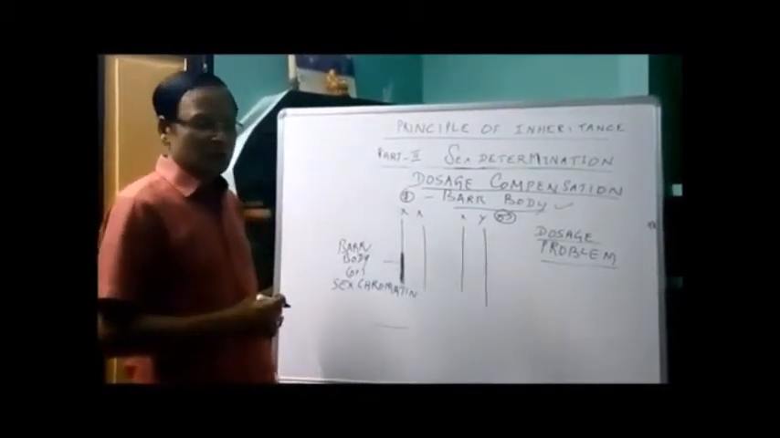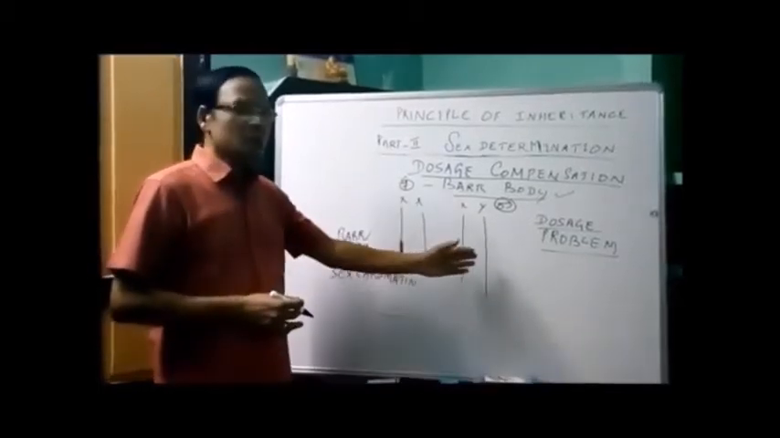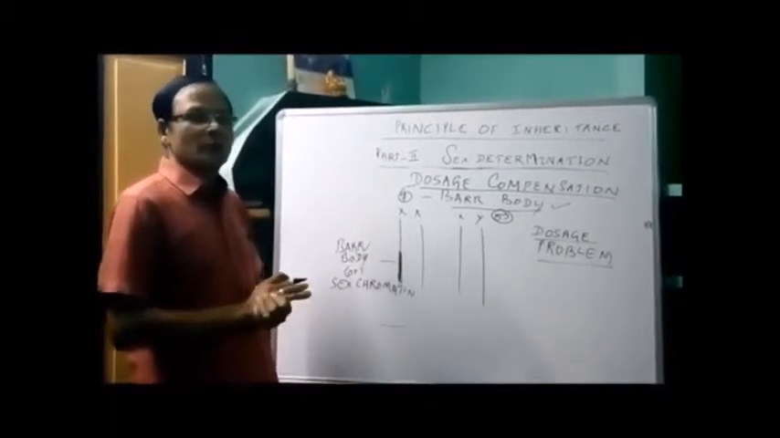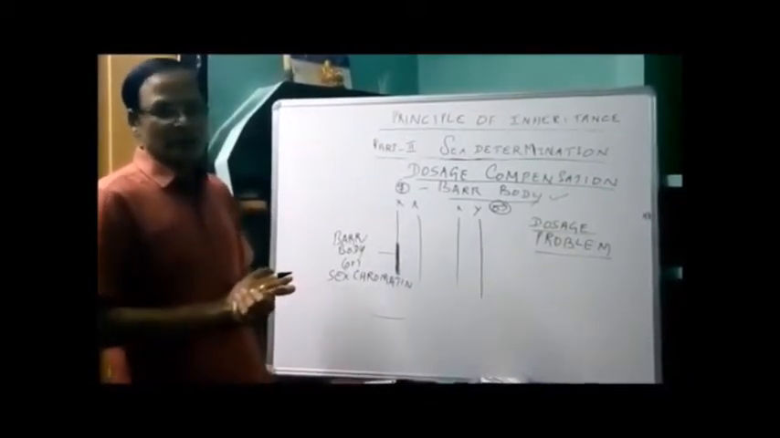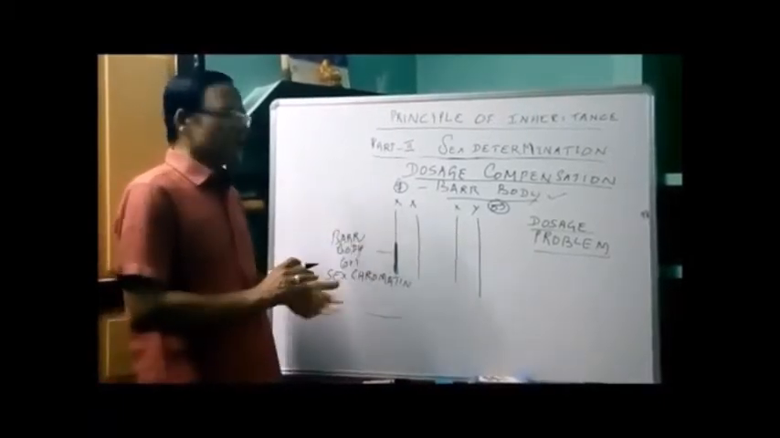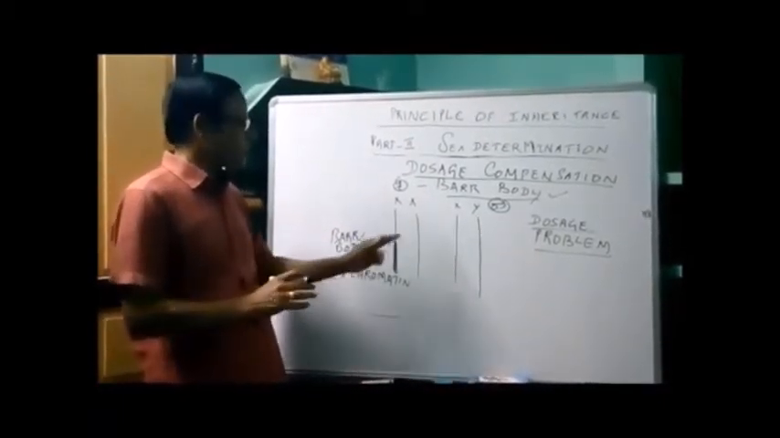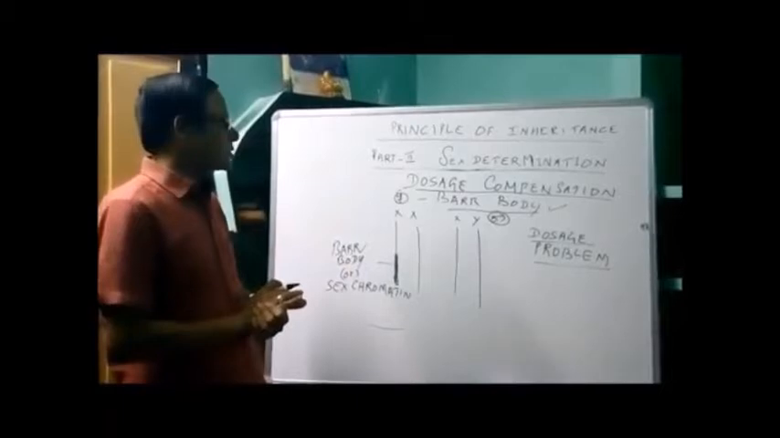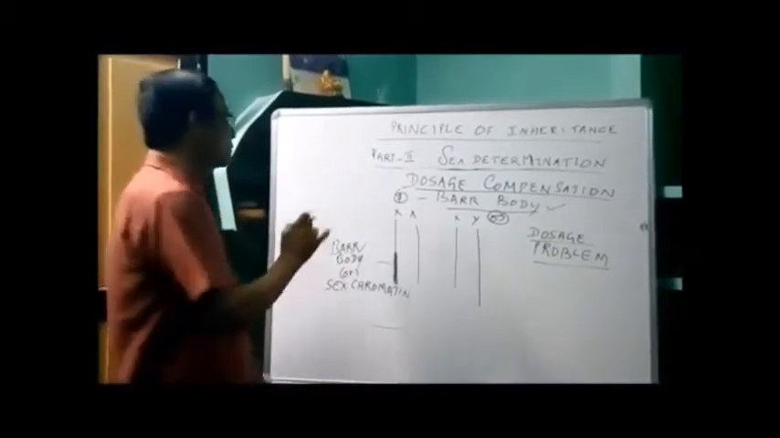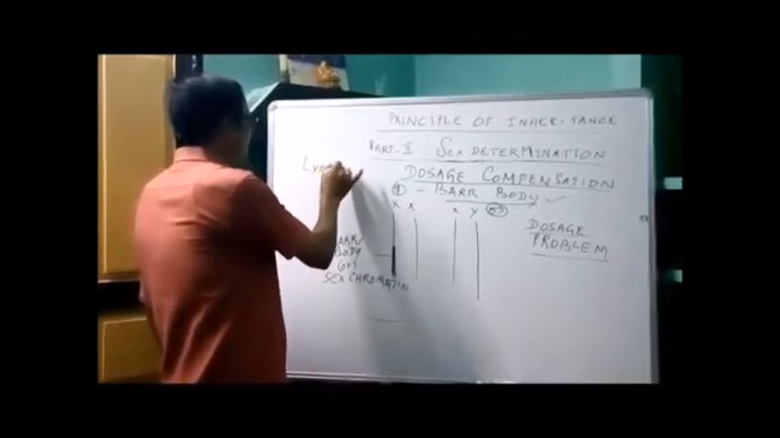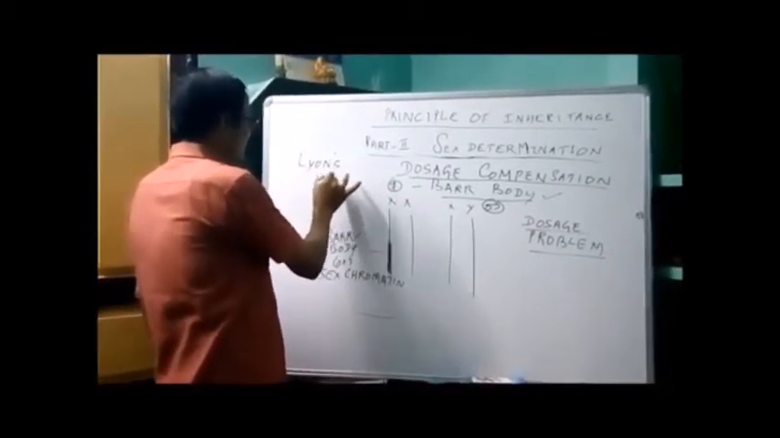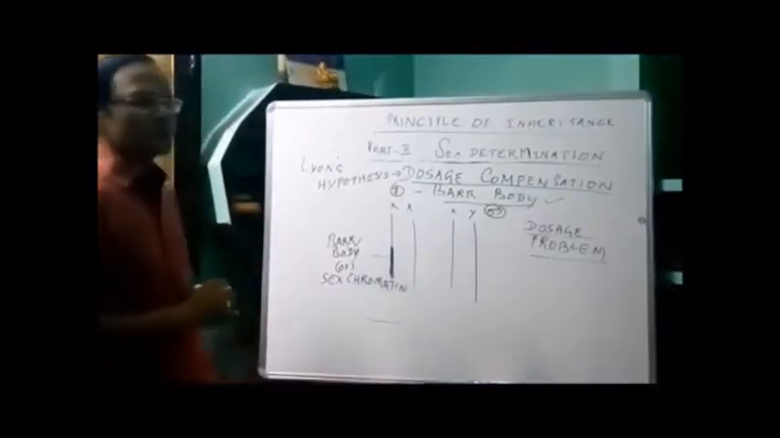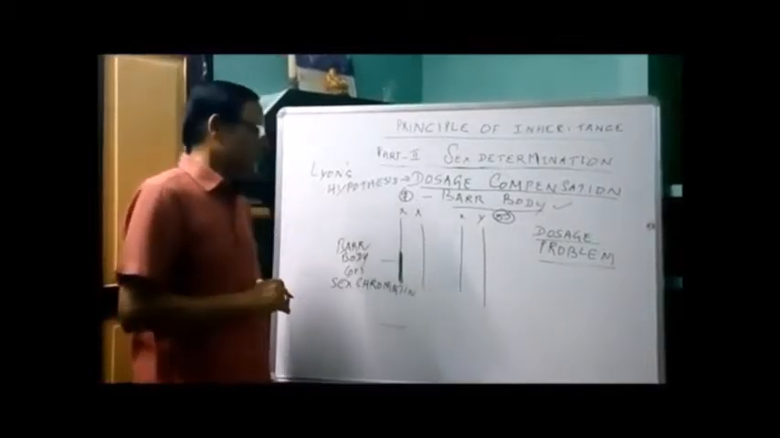How to compensate the dosage? We cannot add an X chromosome to the male, but we can inactivate one of the X chromosomes in female, so the dosage compensation occurs. While we are inactivating one X chromosome, now the females have one active X chromosome, and the males also have one active X chromosome. This phenomenon is called dosage compensation, also called Lyon's hypothesis. This is inactivation of one of the X chromosomes.